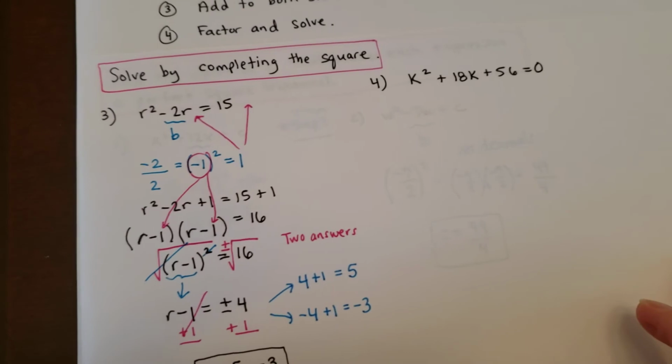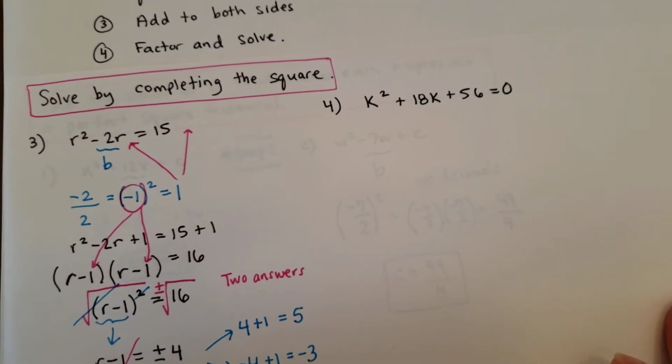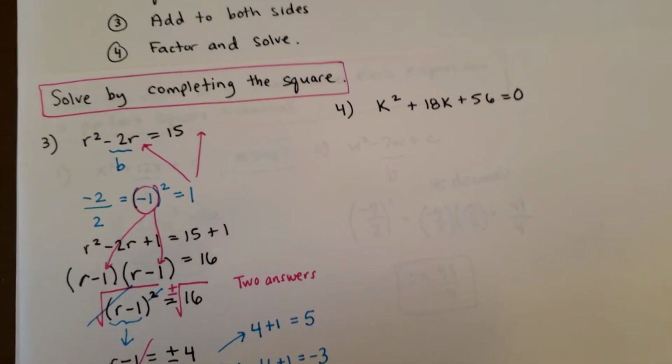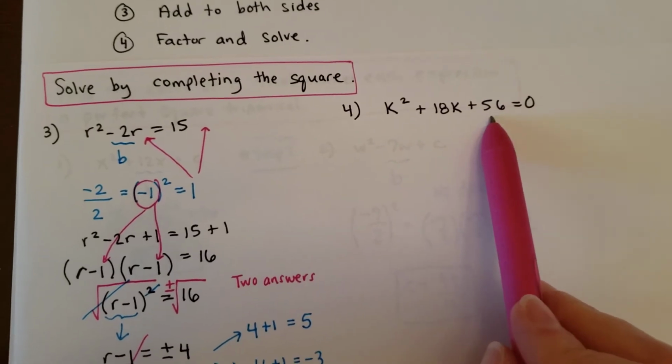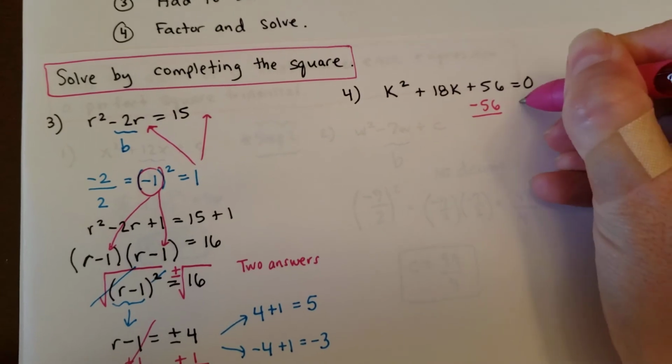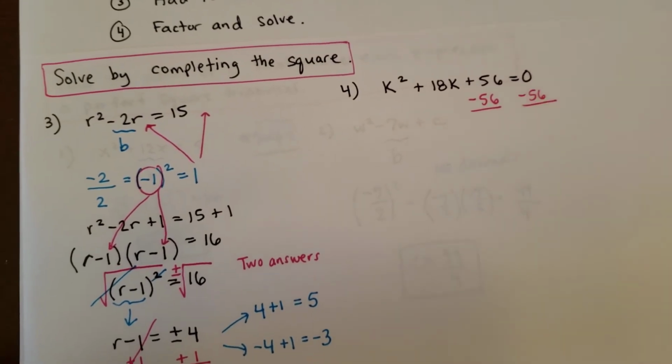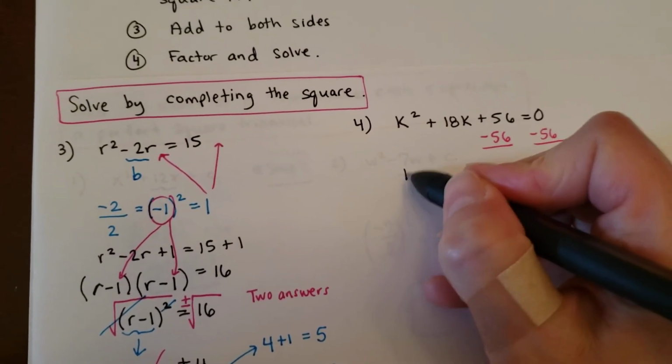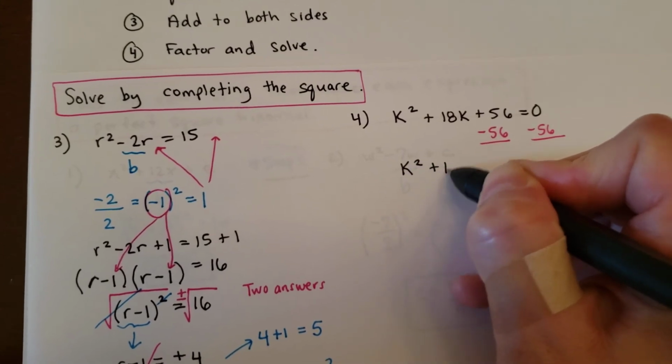So if we go back over to number 4 here, we first need it to be in the right form, which is that the letters need to be on one side, and then this has to be on the other side. So we're going to subtract 56 to both sides. You always want it to start this way. You don't want to have everything equal to 0.